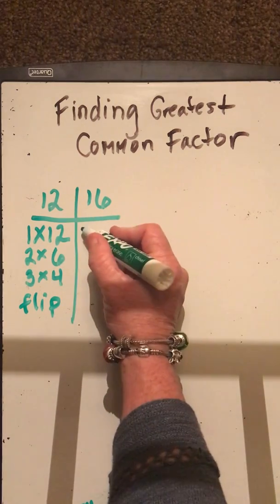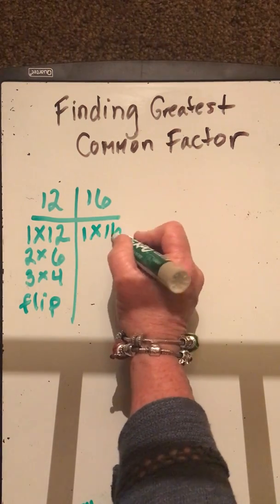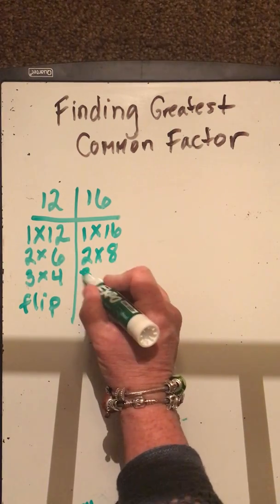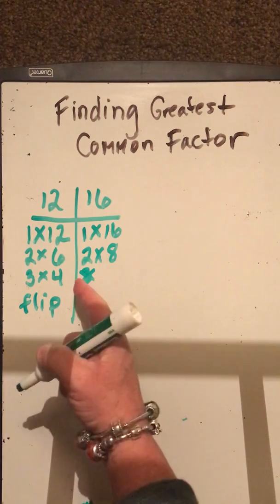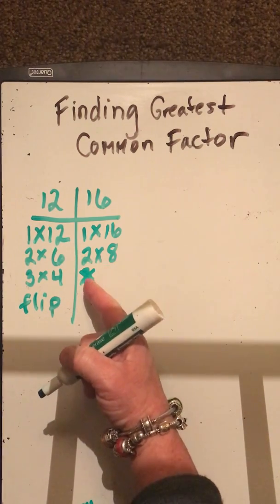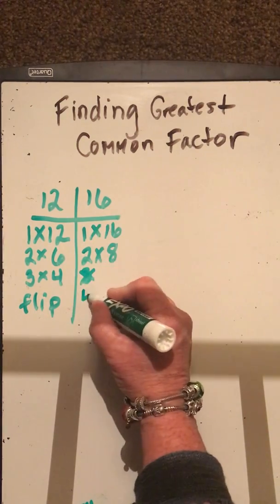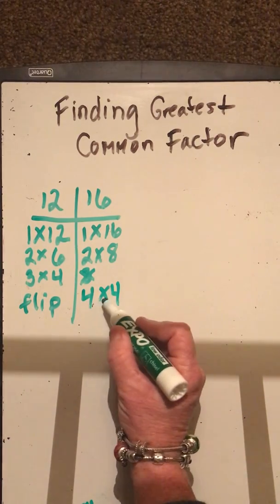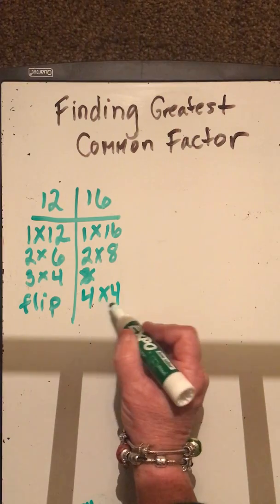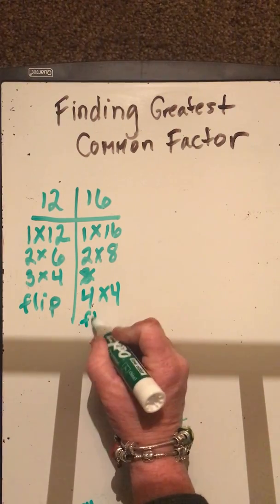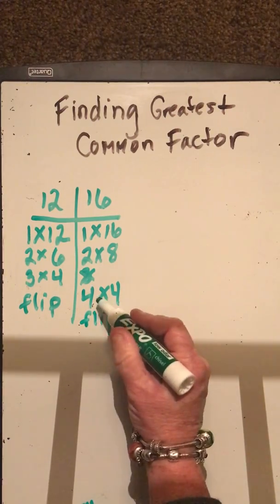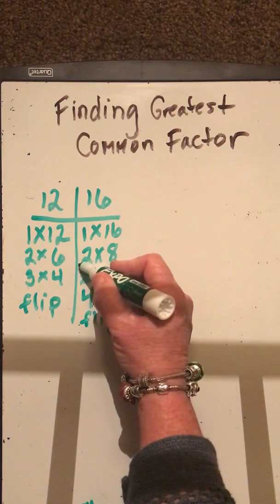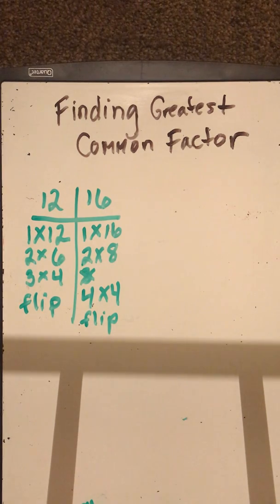Now we're going to go to 16. We have 1 times 16, 2 times 8, 3 we can't use, there's nothing that we can multiply 3 by to get 16. And then we have 4 times 4, and since we've already used this 4, since this is a double, we just go ahead and flip. Otherwise we'd go with 5 and then 6 and then 7, then we'd be back to 8 again, and it would just be flipped. So we can stop there.